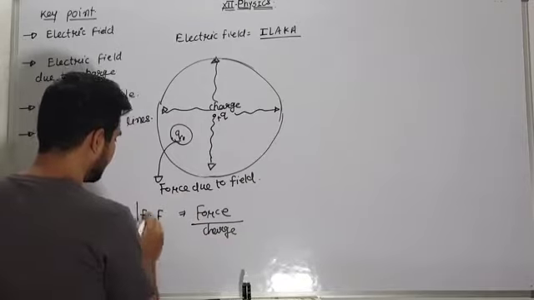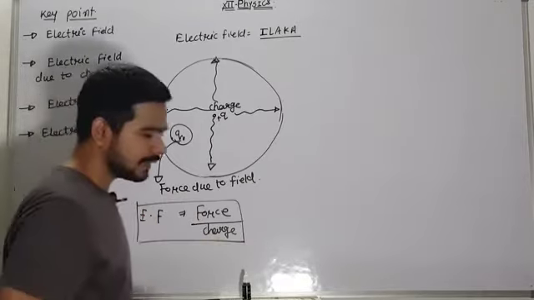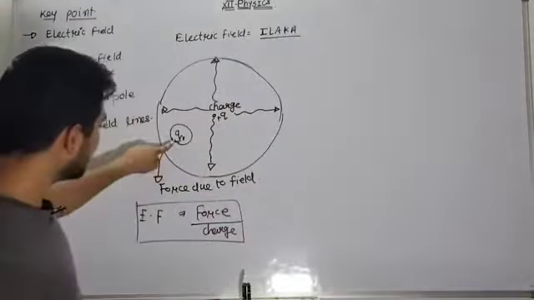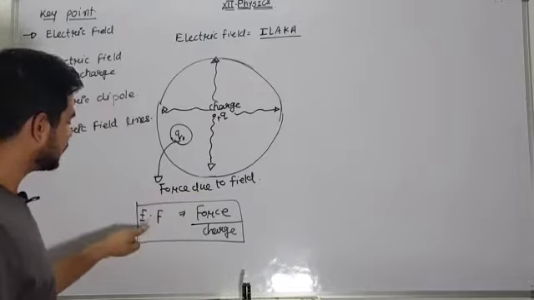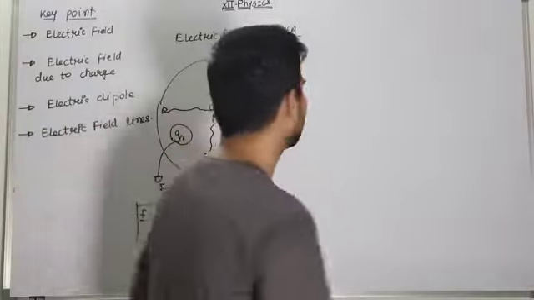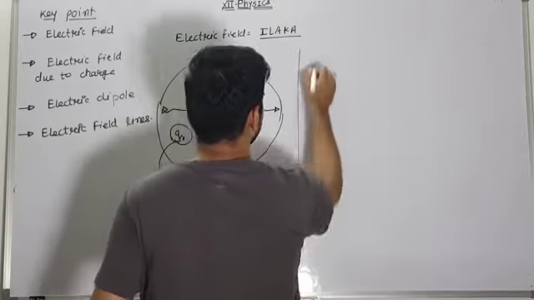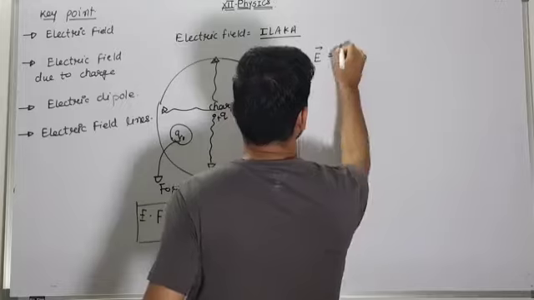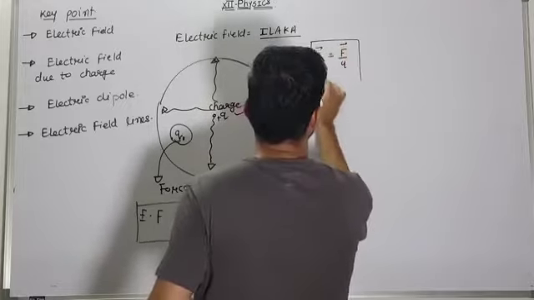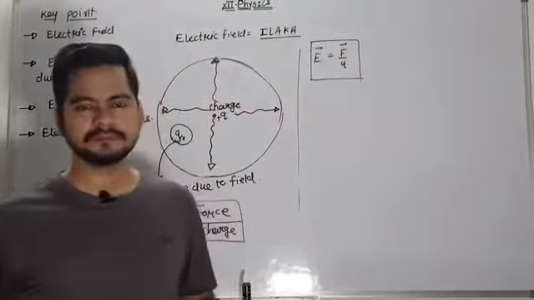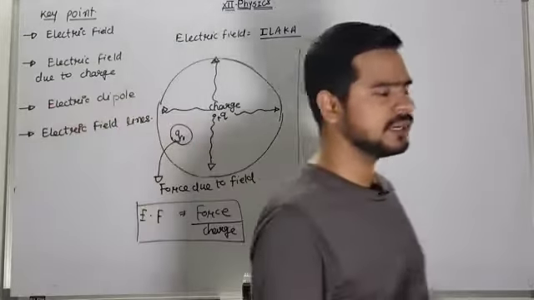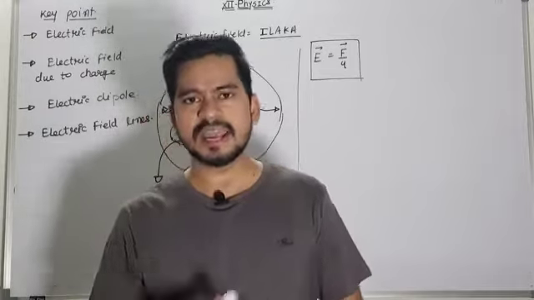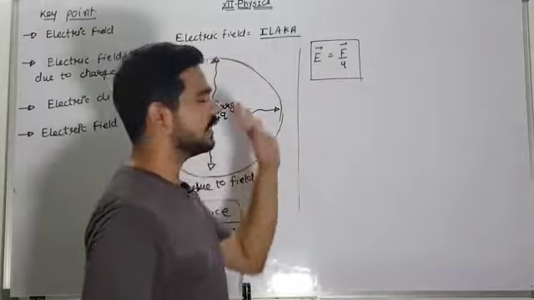EF means what? Electric field. So basically, the force acting on a unit positive charge is called electric field. So the formula of this electric field is like this: E is equal to F upon Q. It's the formula of electric field. So in the language of physics, you can write: the net force acting on a unit positive charge is called electric field.